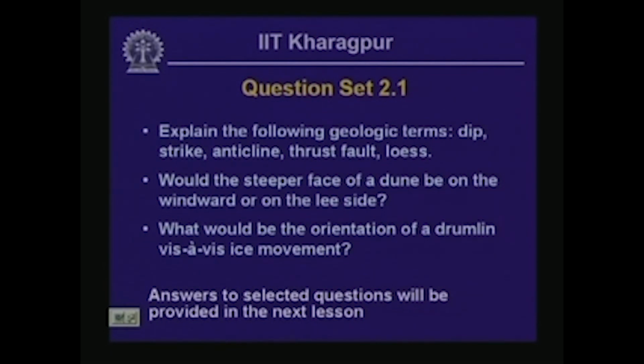You should try to explain the dip, strike, anticline, thrust fault and loess. You should explain the slope on the windward and the lee side, whether the slope of a dune is likely to be steep on the windward or on the downwind direction, that is the lee side. And you should also try to answer what is going to be the orientation of a drumlin vis-a-vis ice movement.